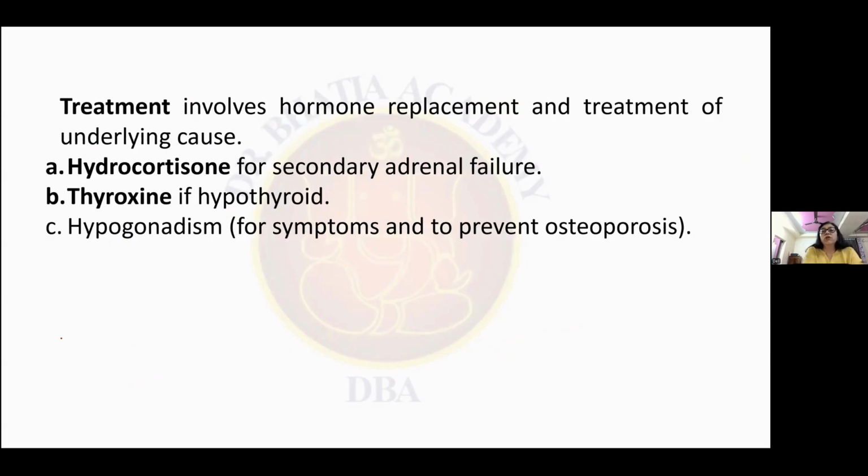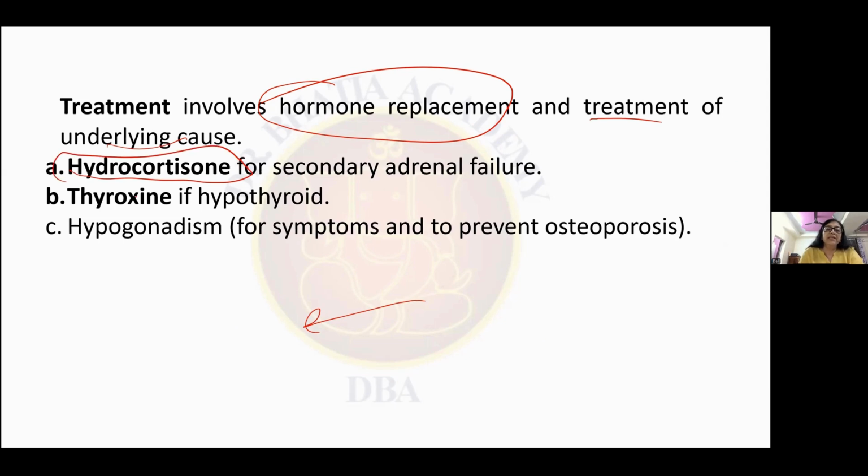So treatment involves hormone replacement. How do you treat hypopituitarism? You just go on replacing the hormones and treat the underlying cause. So you replace the hormones in the reverse direction. Hydrocortisone, if there is hypocortisolism, you give hydrocortisone for the secondary adrenal failure. For hypothyroidism, you replace thyroxine. You will always replace the end organ hormones. You cannot replace the pituitary hormone. So you replace the end organ hormones.